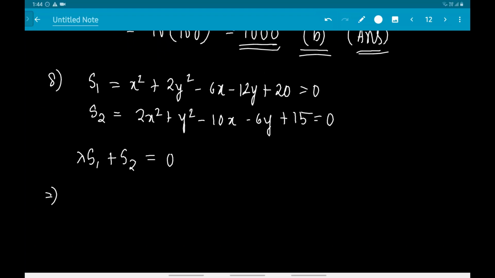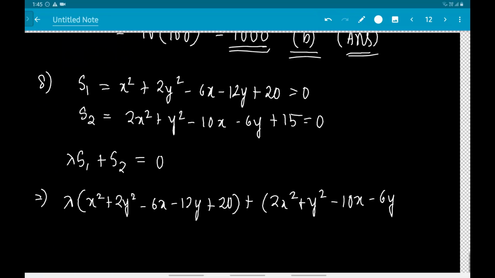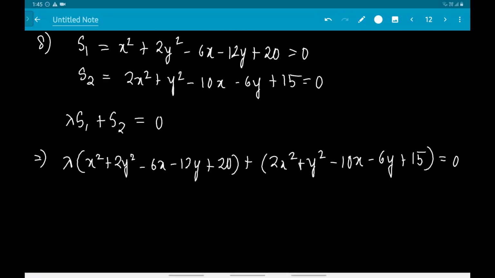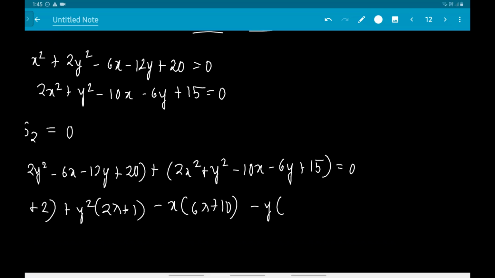So from this, if we just simplify, lambda into S1 is x square plus 2y square minus 6x minus 12y plus 20 equal to 0, plus here 2x square plus y square minus 10x minus 6y plus 15 is equal to 0. Now from this, if we take x square common, we will get x square into lambda plus 2, plus y square into 2 lambda plus 1, minus x into 6 lambda plus 10, minus y common, so it is 12 lambda plus 6, plus 20 lambda plus 15 is equal to 0.